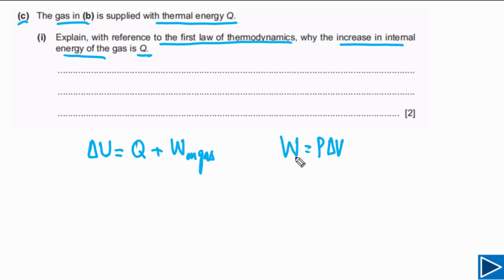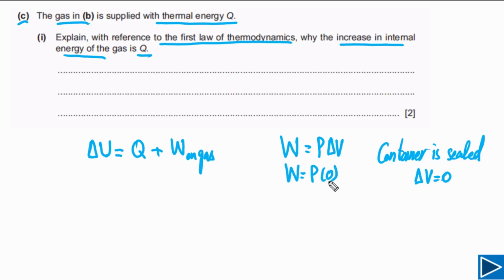But in this case, in part B, it was given to us that the container is sealed. It simply means that the volume of the container will not change. Container is sealed simply means delta V is equal to 0. So if delta V is equal to 0, it means that W is also equal to 0. So work done by gas is equal to 0. Work done on gas is also 0. So here we can simply say that delta U in this case is equal to Q.